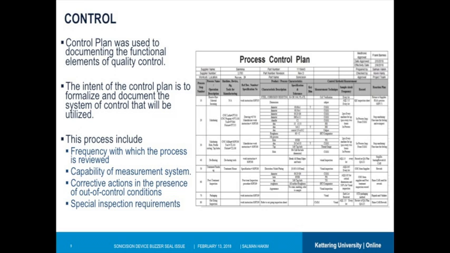A control plan was used to document the functional requirements of the quality control. The intent of this control plan was to formalize and document the system of control that will be utilized. At the end of the project, a process owner was also identified, and everything that the project team came up with was transferred to the process owner.